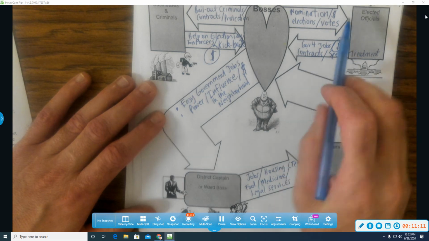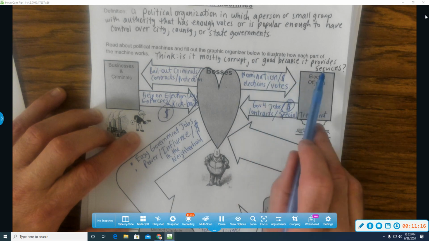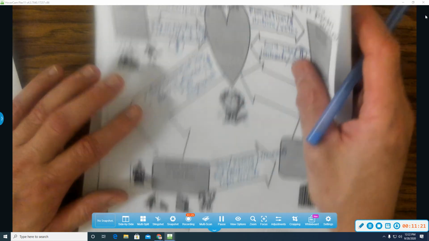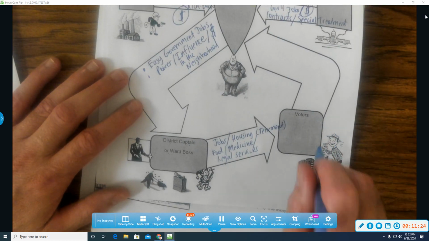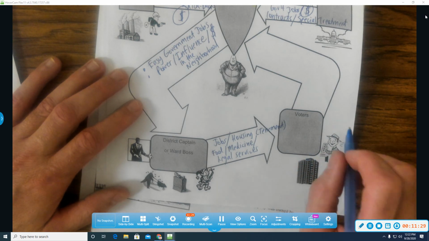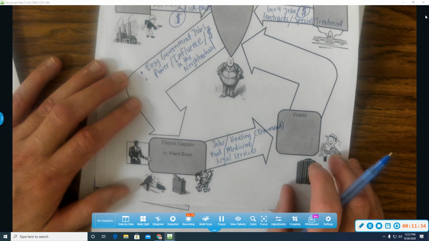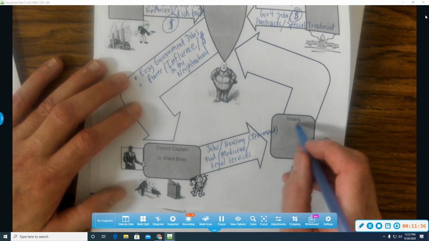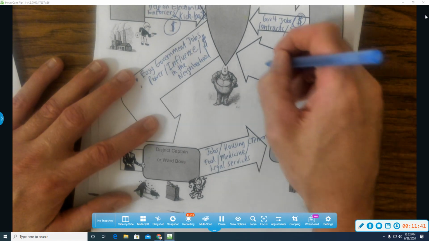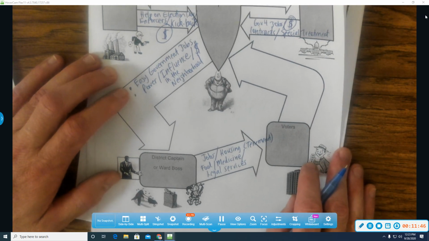So this is going back to are they corrupt or are they good for the community because they provide services? These services were not being provided by city governments at the time. There were no job agencies or housing authority that would help out with housing issues. So these political machines kind of filled that niche. Okay, so once the voters get these things from the ward captain, the voters have got to give something back to the boss. What do they give back? Think about that for a moment.